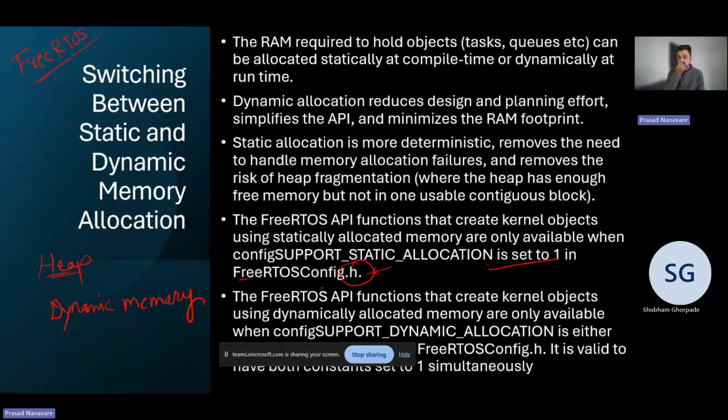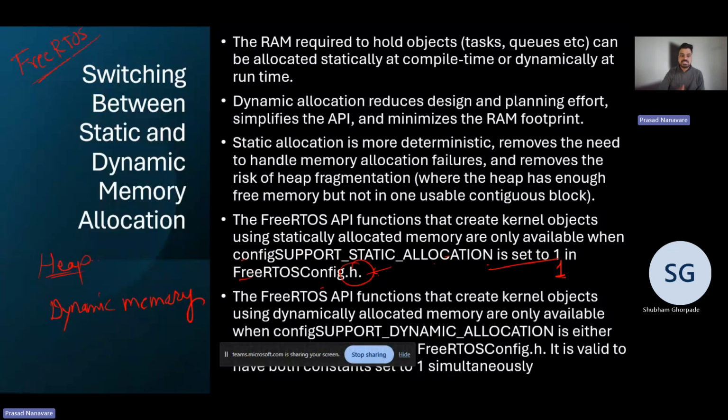header file. And if we want to allocate the memory dynamically, then we definitely need to set configSUPPORT_DYNAMIC_ALLOCATION to 1. It is also valid to have both of them set to 1. That is not a problem.